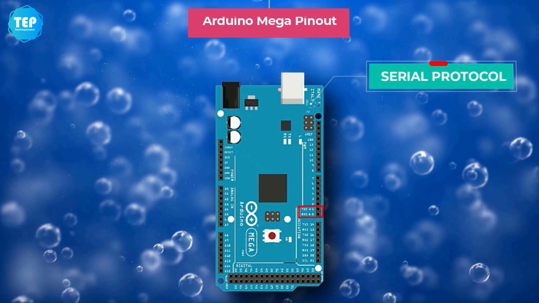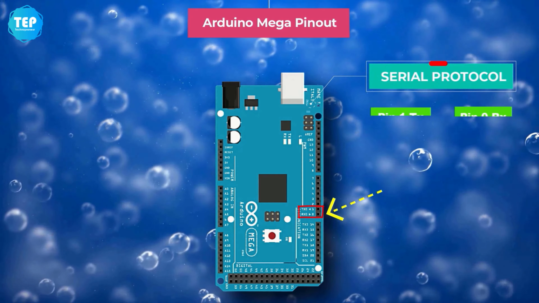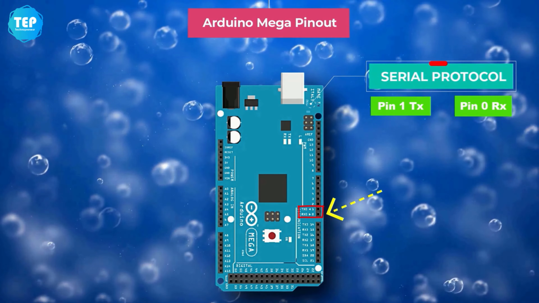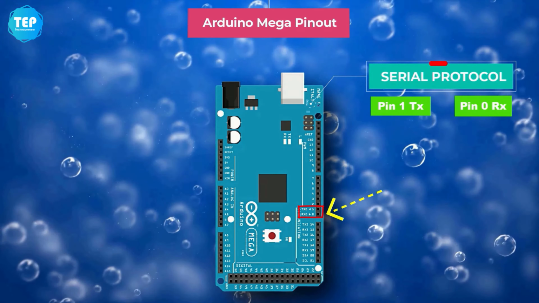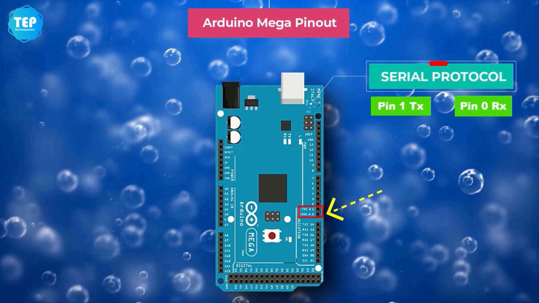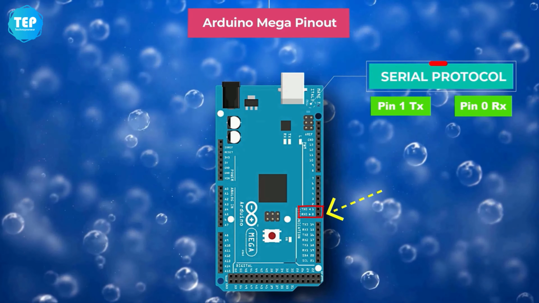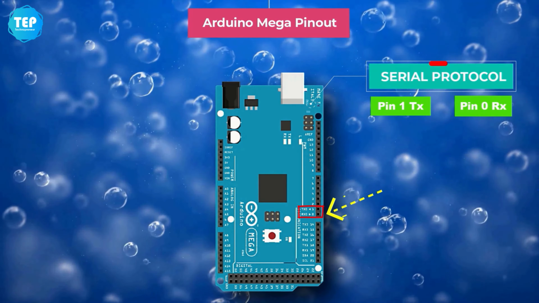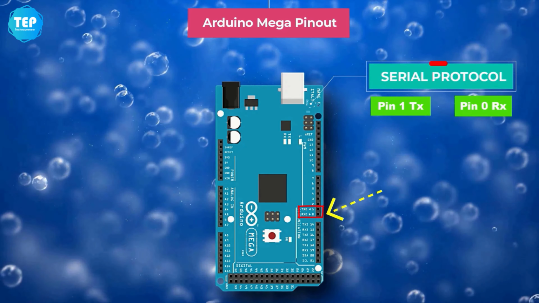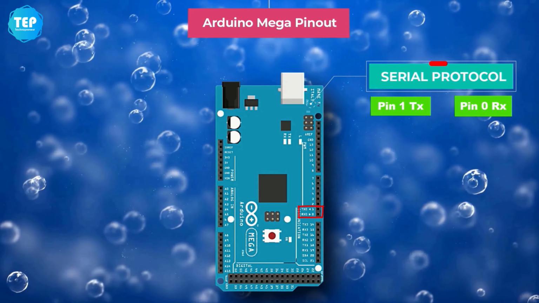Pins of the first serial port are pin number 0 and 1, where pin number 0 is RX, used to receive data, while pin number 1 is TX, used to transmit serial data. The USB port is internally connected with these hardware serial pins, so if you have connected any serial module at these pins, you won't be able to upload code in Arduino Mega. So, it's better to use other serial ports available.